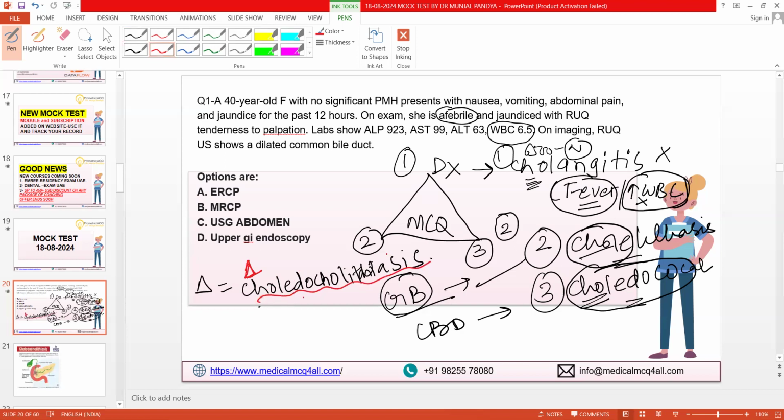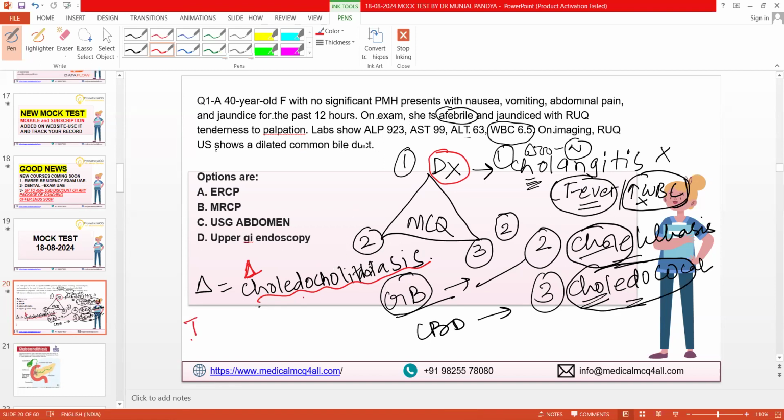Wonderful. So first of all, this is cholelithiasis. Do you agree with this? Yes or no? First is the diagnosis. We are not in a hurry. We'll understand each and every line, then I'll go to the next section. Right? I wish the same, that you reciprocate the same thing. Second is investigation.